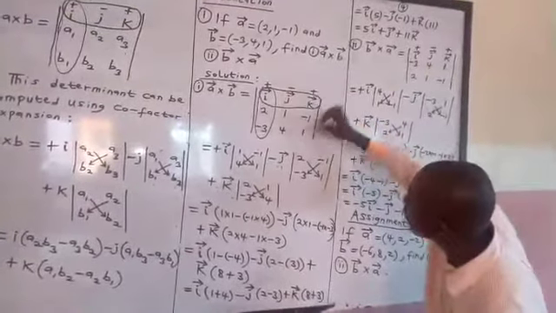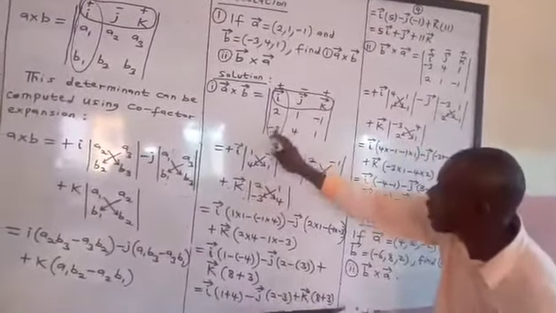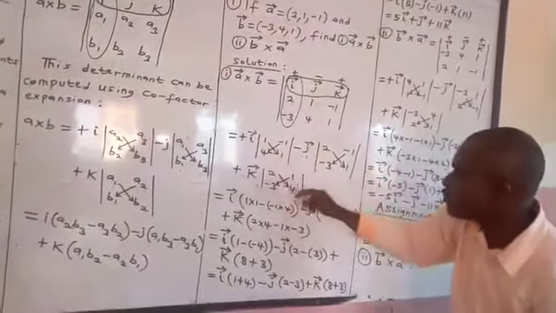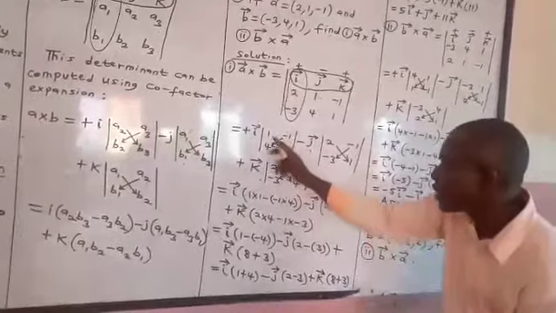Then draw the column of k. If you draw it, you'll now be left with 2 and minus 3, then 1 and 4. Look at it here. Then if you cross multiply, 2 will be multiplied. Look at it, we start from the first one.